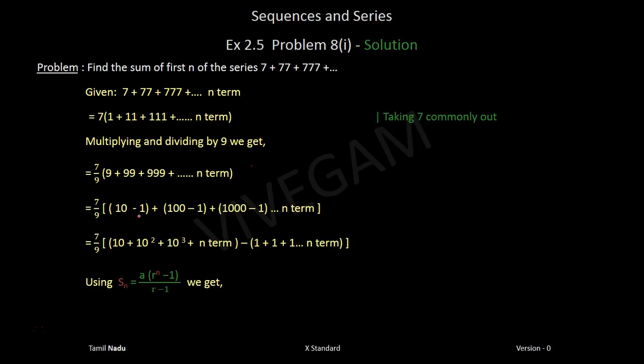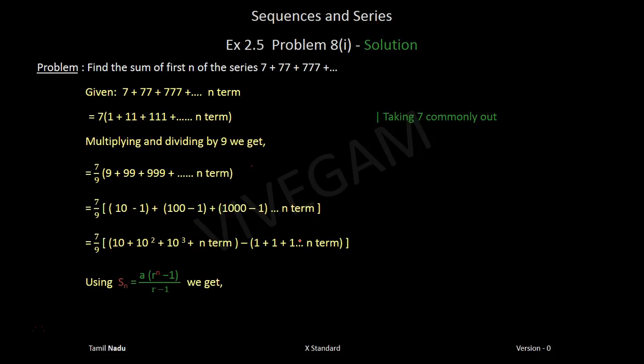Now, group all the 10, 100, 1000 together. So you'll get 10 plus 10 square plus 10 cube. You will have n terms, because you have n pairs of terms. If you break it, you will get n individual terms. So you will get 10 plus 10 square plus 10 cube up to n terms. Group all the 1s together and take the minus sign commonly. So minus, 1 plus 1 plus 1 up to n terms, because you have n pairs of terms.